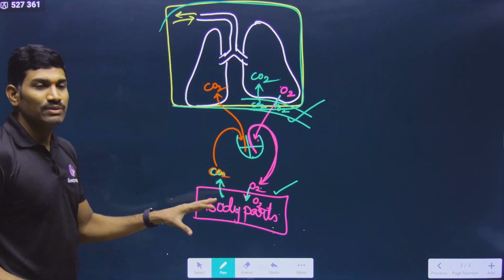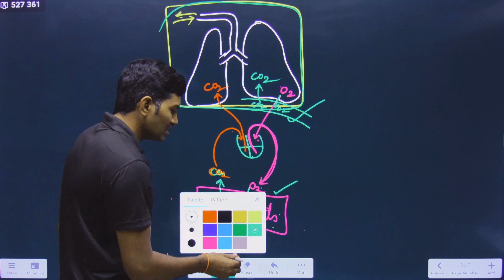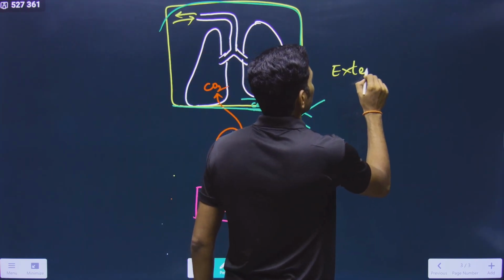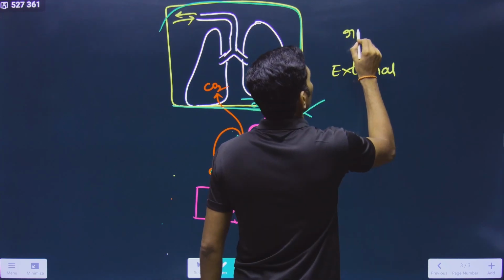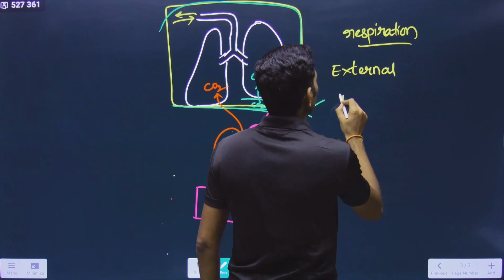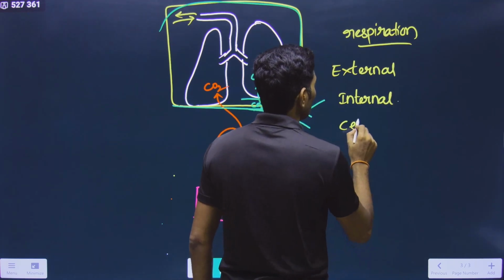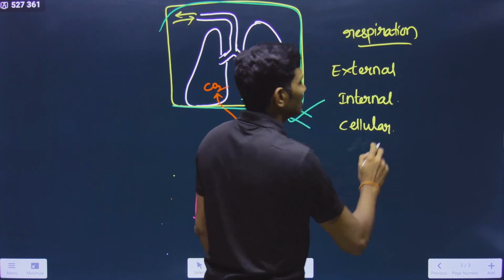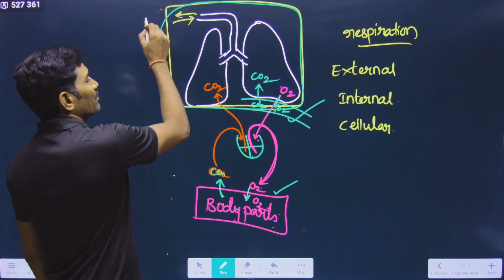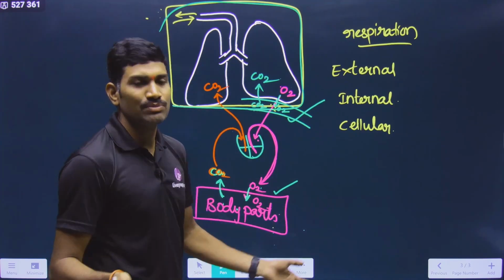Okay. So in this way, overall, this breathing in general is called respiration. In this respiration, generally we are talking about external respiration, internal respiration, and then cellular respiration. In simple terms, external means this particular part you can consider: from the atmosphere to the lungs, from the lungs to the atmosphere, you can consider as external respiration.